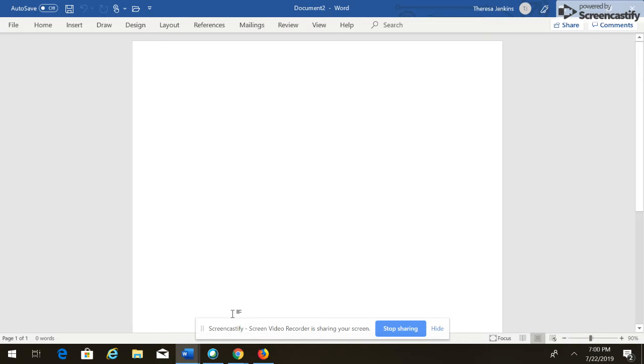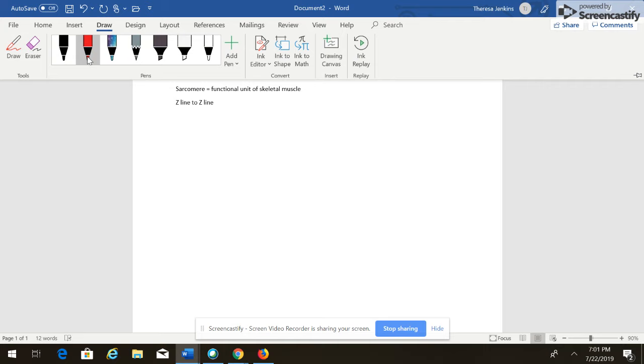Hello, everybody. We are going to do an interactive video, and we're going to draw out the parts of the sarcomere. So, to begin with, what is the sarcomere? This is the functional unit of skeletal muscle, and this runs from Z line to Z line. So the first thing that we're going to do is put in our Z line.